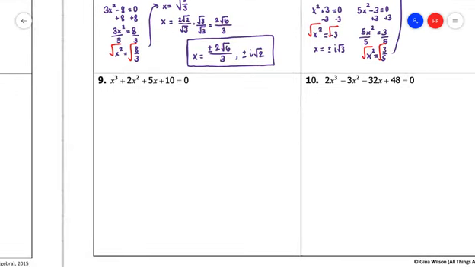Now, number 9, we have 4 terms, and none of them have anything in common. So what I'm going to do is factor by grouping, which is one of my favorite ways to factor. So we split the problem in half, and we take out the GCF from both sides. So the greatest thing between these two is an x squared, which leaves me with x plus 2. Between these is a 5, which leaves me with x plus 2. So my factors are x squared plus 5 and x plus 2. And then I'll set each of these equal to 0 and solve.